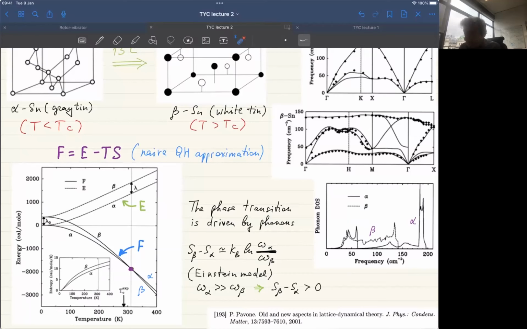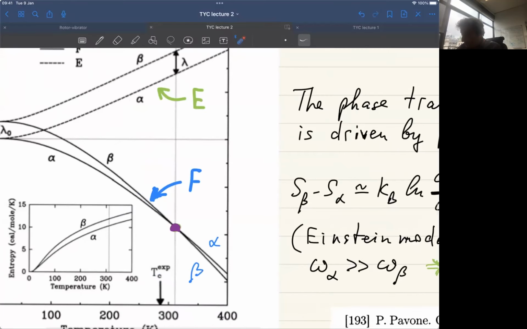Still, when they looked at the total free energy, they plotted the free energy as a function of temperature. They got a crossing here in the free energy. So at low temperatures before that temperature here, this is experimental temperature, 13 degrees centigrade, they got the alpha phase lower free energy than the beta phase as experiment predicted. But after that temperature, the beta phase wins.